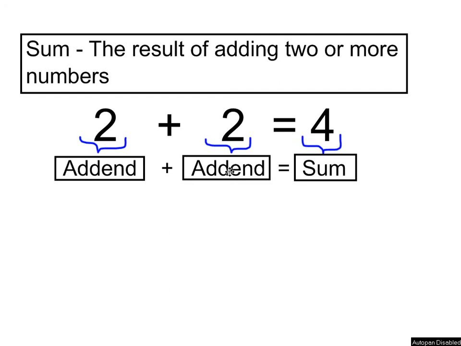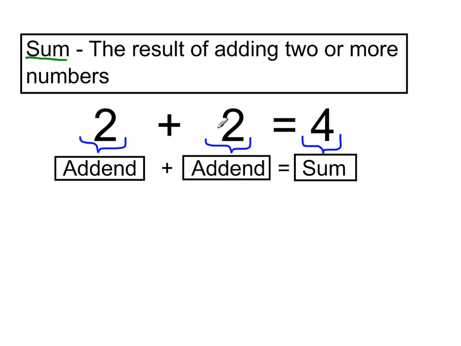In this section we're going to learn about adding and subtracting positive numbers. We're going to start off with a little bit of vocab. The first word that we got to know is sum. Sum is the result of adding two or more numbers.